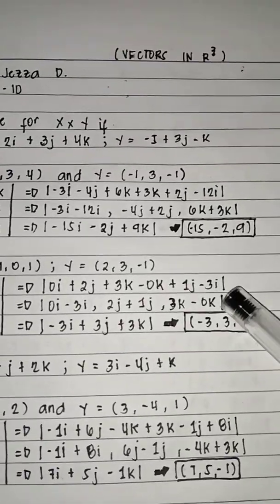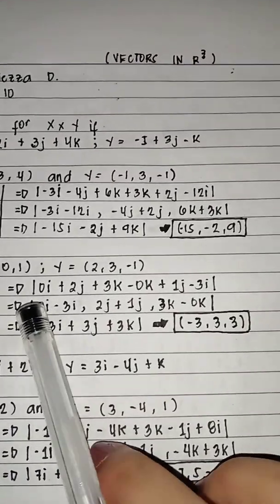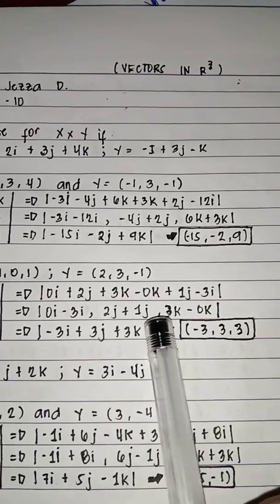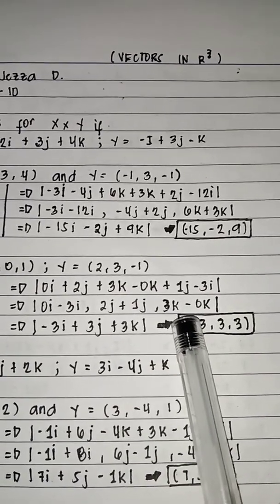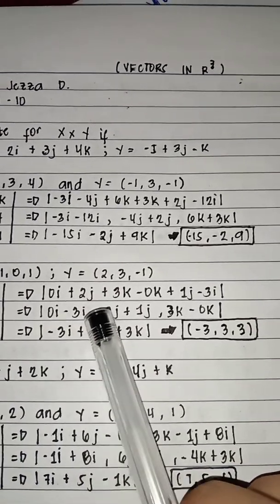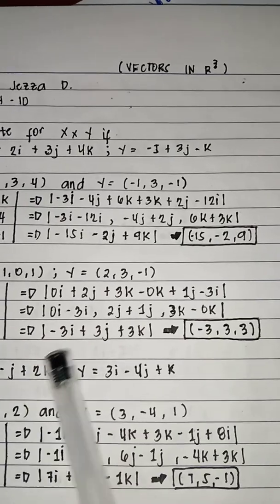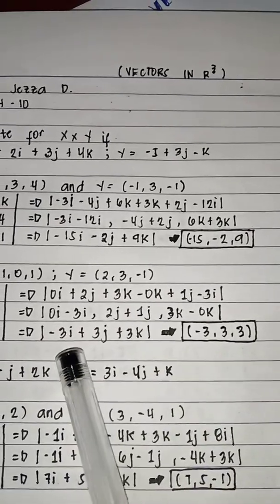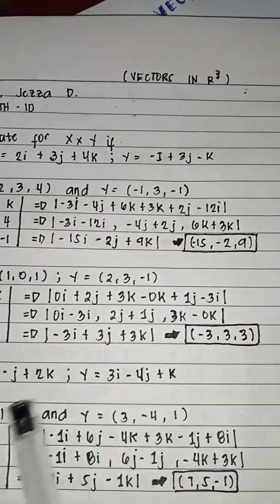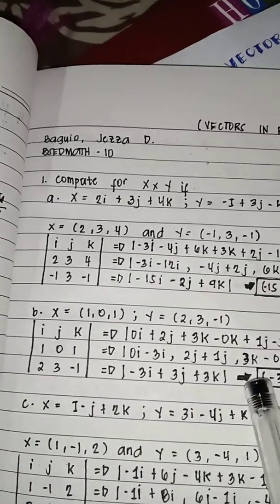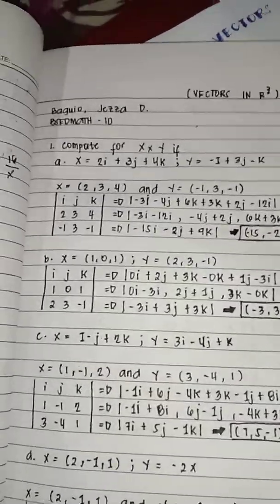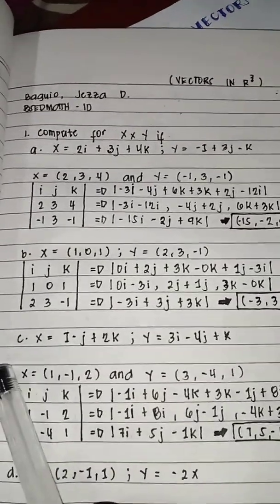So next thing to do is to combine like terms. So 0i minus 3i, 2j plus 1j, 3k minus 0k. So 0i minus 3i is equals to negative 3i. 2j plus 1j is equals to 3j. 3k minus 0k is equals to 3k. So the final answer of letter B is negative 3, 3, 3. So let's proceed to letter C.